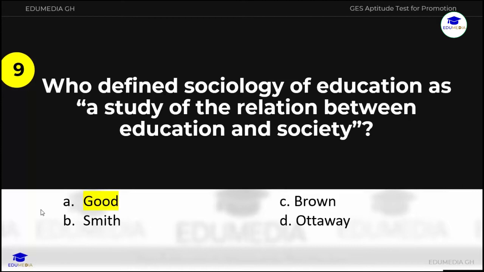The definition of sociology of education as a study of the relation between education and society is often attributed to the British educational sociologist James Alexander Good. Alexander was a pioneer in the field of educational sociology and is known for his work on the social stratification of schools and relationship between education and social inequality.